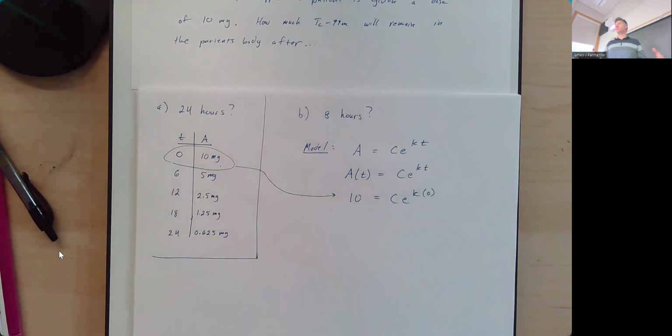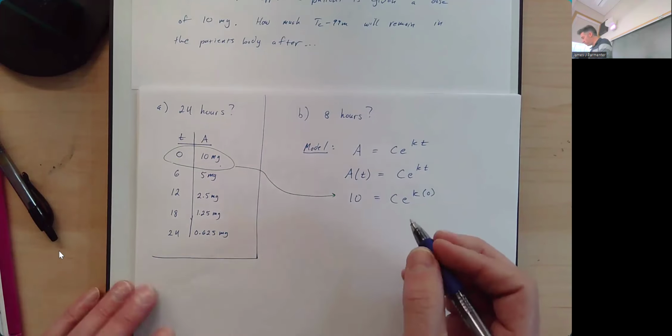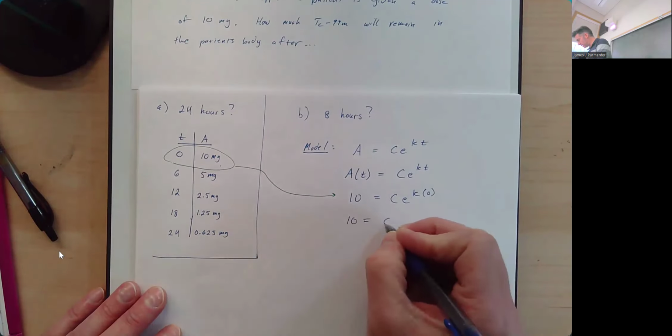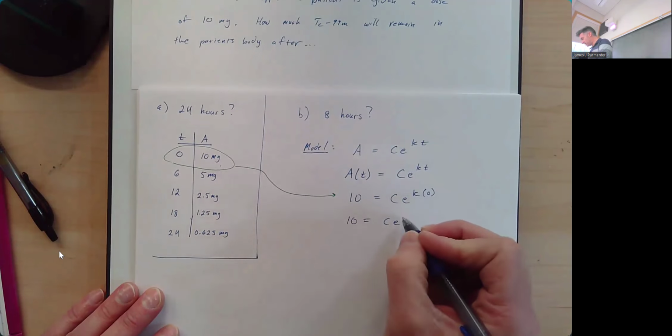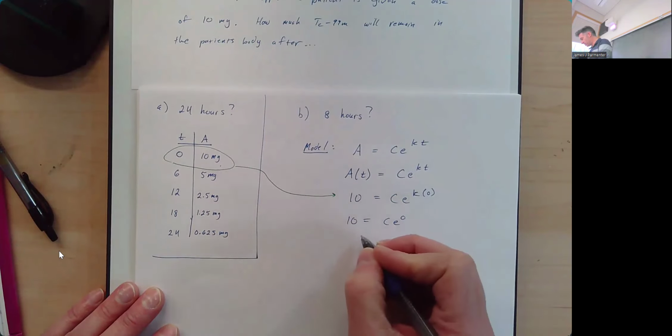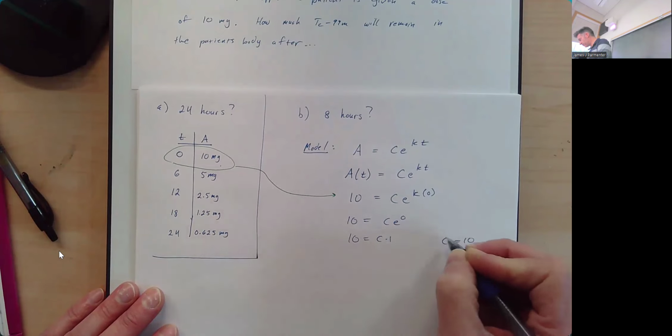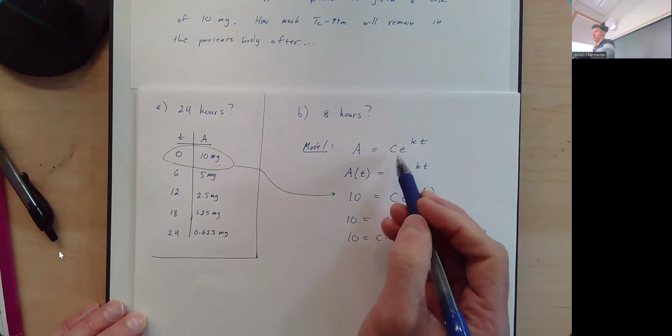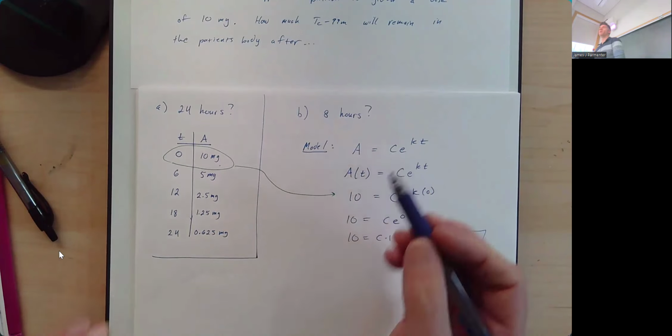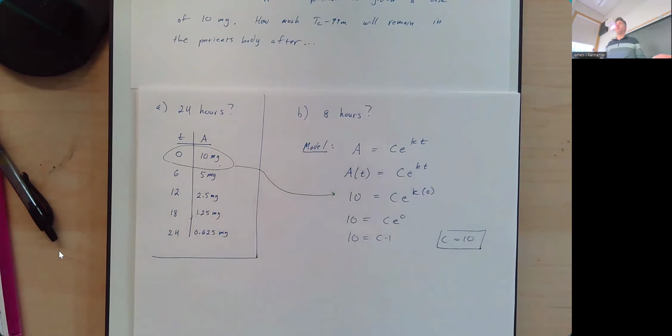I would say that you can usually bypass this step. If you know how much stuff you have at time 0, that's going to be the constant that you have out in front. When I solve here, I'm going to get 10 equal to C e to the K times 0. K times 0 is 0, and e to the 0 is just 1. So C is equal to 10. And C, this constant out in front, is always going to be the amount of stuff you have at time equal to 0, your initial time at the beginning.